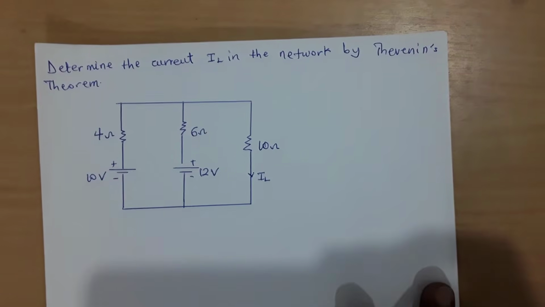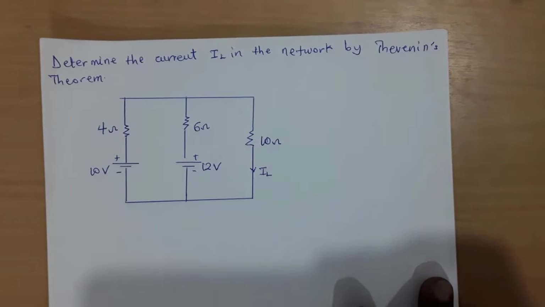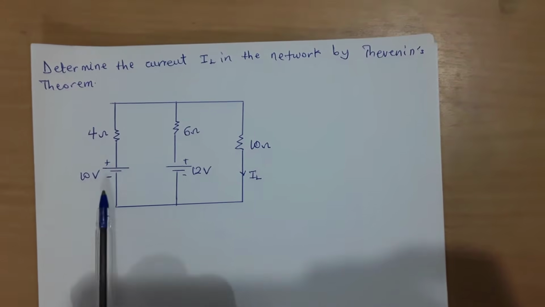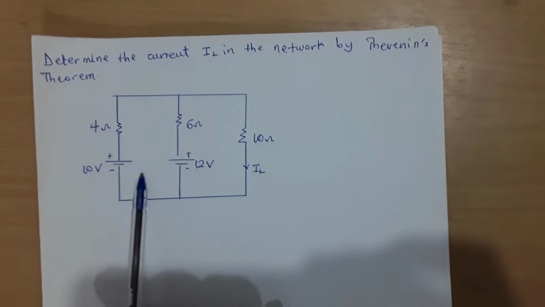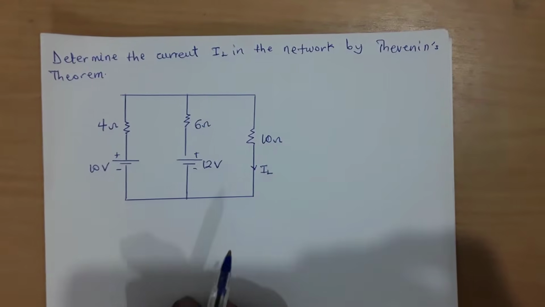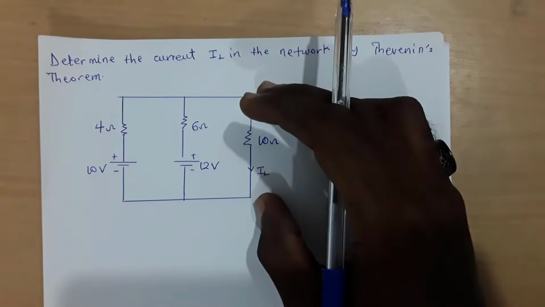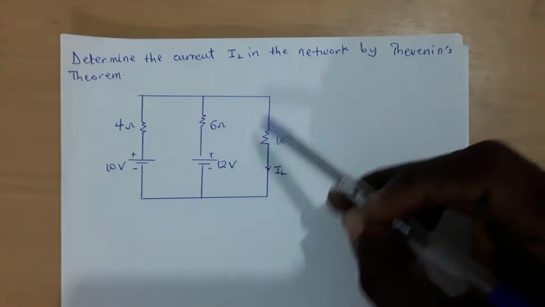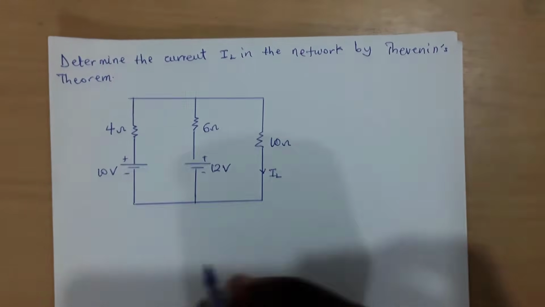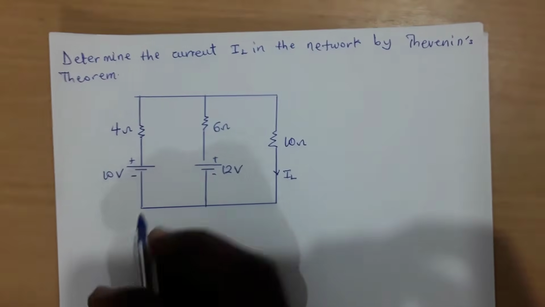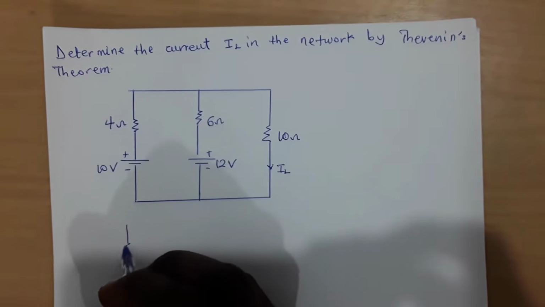When you want to find the RTH, you deactivate all sources. And this time we have 2 sources here, so we will deactivate all of them, and since they are voltage sources, we will short circuit that place, and we will remove the resistor in which we are finding the current through. So in this case, the 10 ohm. So this is how the circuit will look like when finding the RTH.